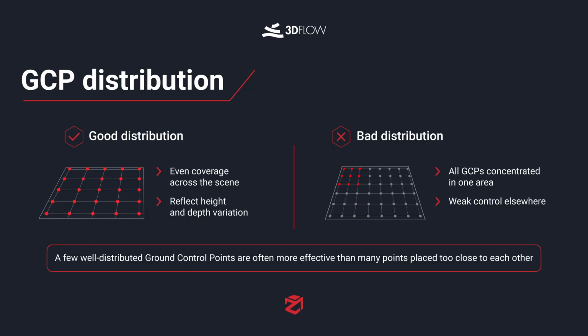GCP quality is important, but distribution is also critical. If all ground control points are concentrated in one small area, the project is strongly controlled only there. Other parts of the reconstruction may remain weaker. For best results, ground control points should be distributed across the scene as evenly as possible. If the project includes height variation with significant depth changes, the point distribution should reflect that as well. A few well-distributed ground control points are often more effective than many points placed too close together.